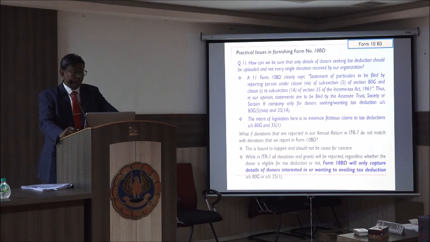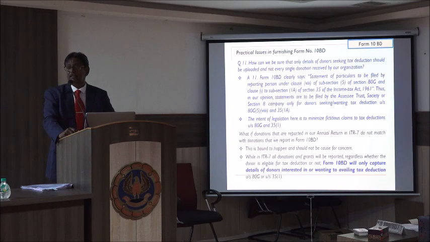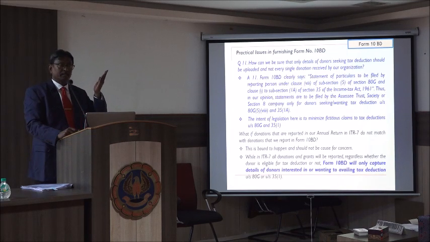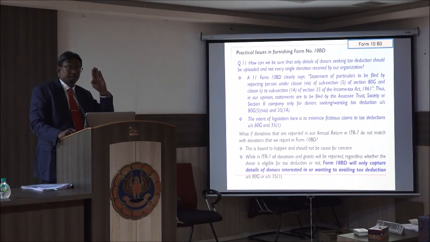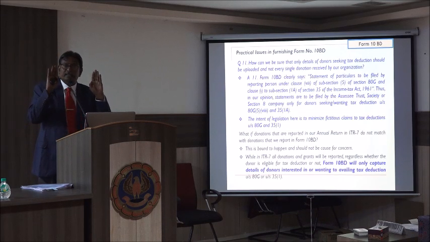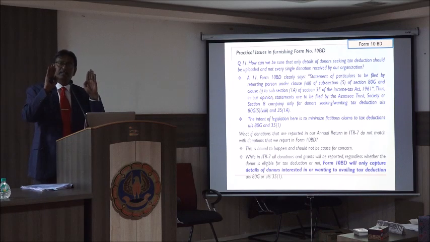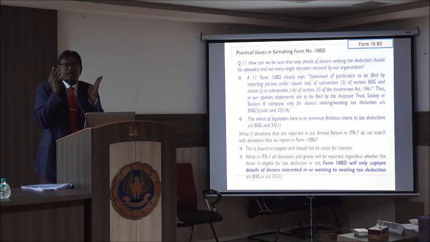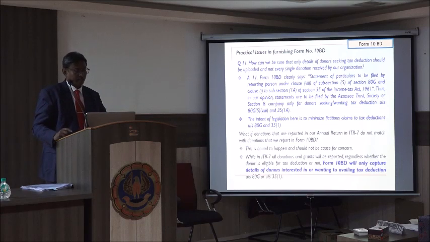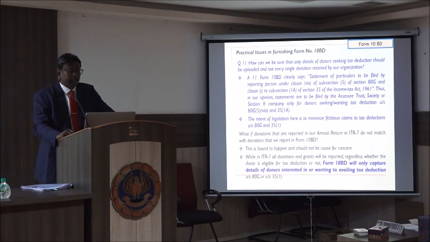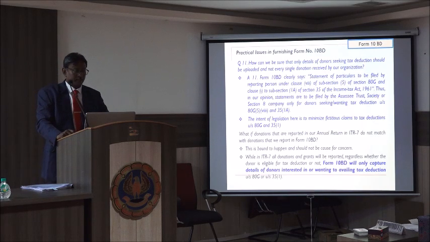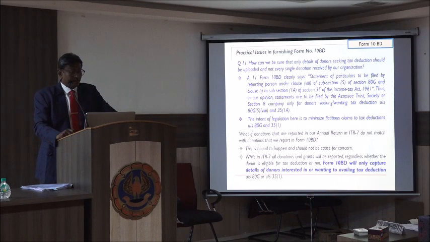How can we be sure that only details of donors seeking tax deduction should be uploaded and not every single donation received by the organization? Form 10BD clearly says statement of particulars to be filed by reporting person under class 80G 5 subclass 8 and 35 1A1.